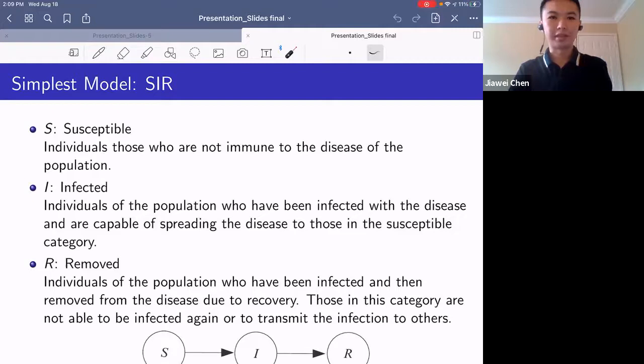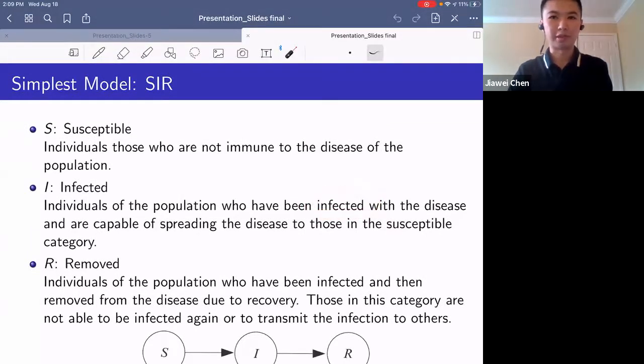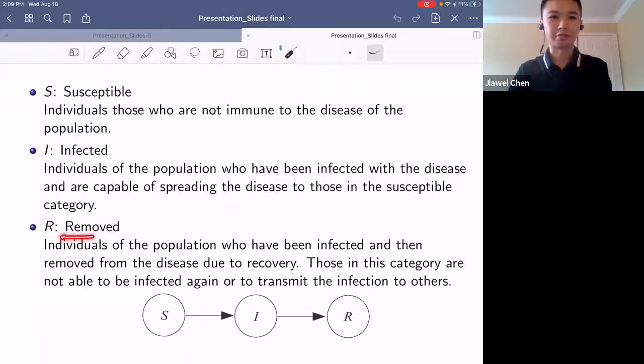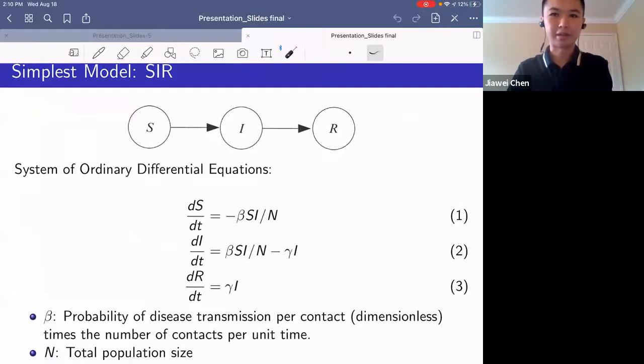The I compartment contains individuals of the population who have been infected and are infectious to those who haven't come into contact with the disease. And the R compartment is assumed to be the population who have been infected, recovered, and gained immunity to the disease. Below the slide, there's a small graph illustrating how population flows from one compartment to other compartments. If we look at the differential equations in the next slide, we have these three differential equations characterizing the flow between the compartments.